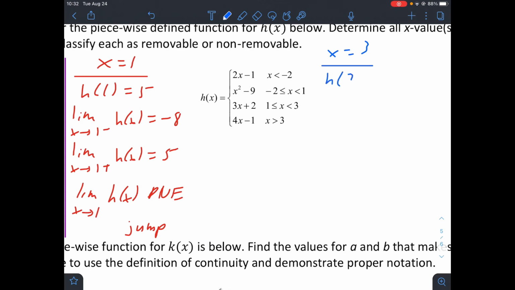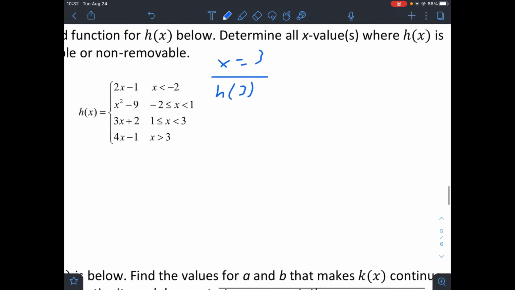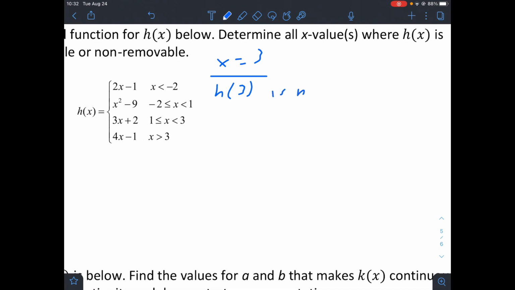So first of all, does h of 3 exist? If you put 3 in, well, where would you put 3 in? There's nowhere to put 3 in. So h of 3 is not defined. And therefore, we already know it's not continuous at 3. But we do have to check the limits to see if this is a jump discontinuity or a removable discontinuity. So let's check our left-hand limit. And our right-hand limit.